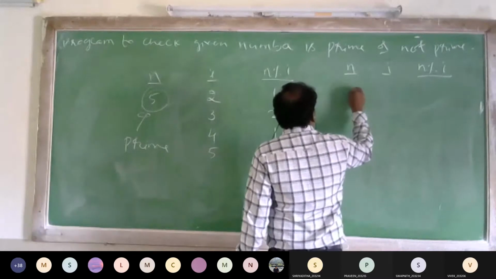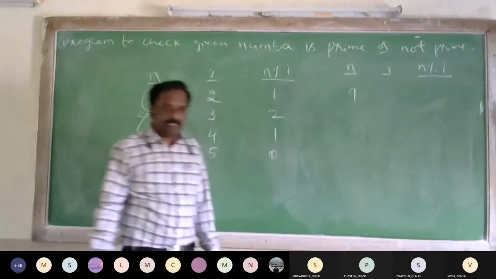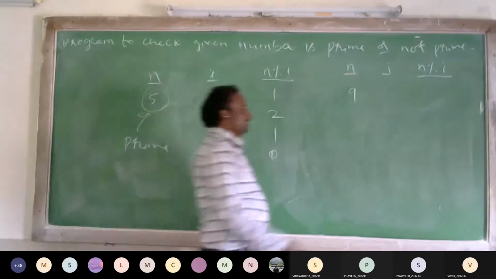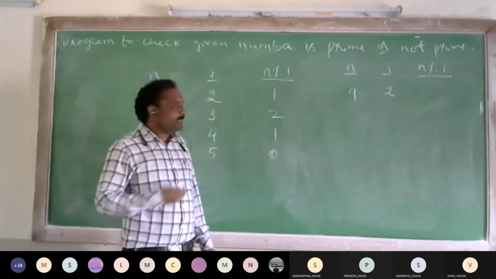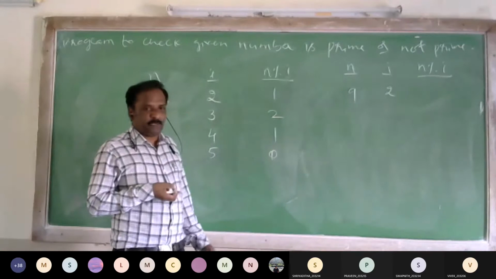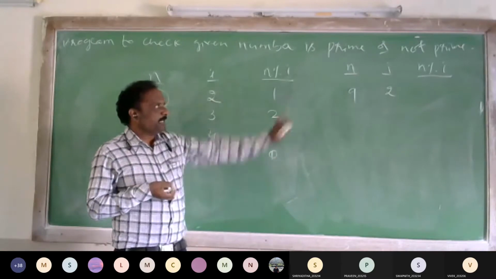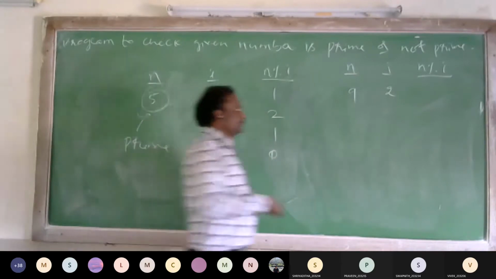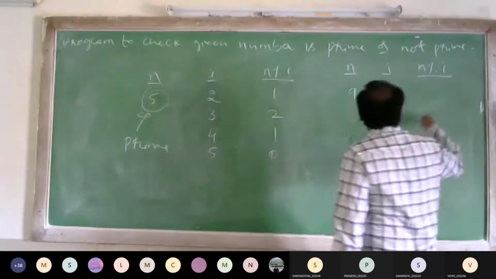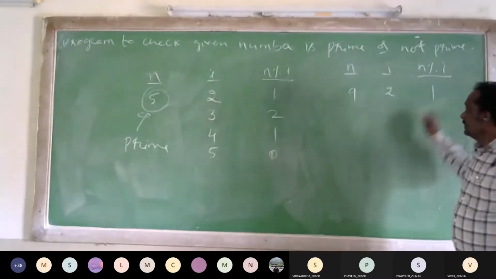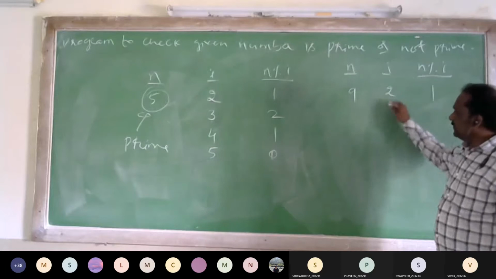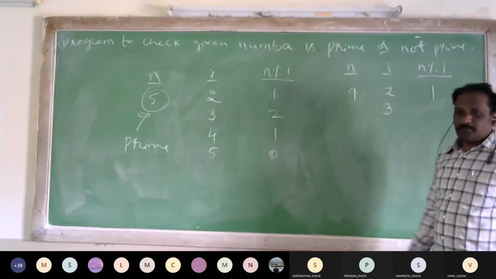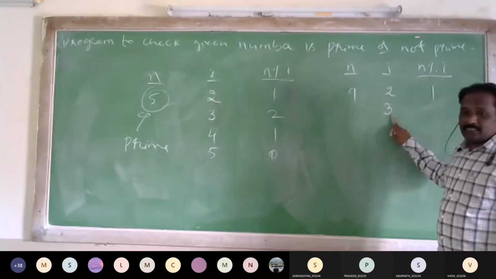Now 9. So I have to start division by 2. A number is called a prime number if it is divisible by 1 and itself. So I am starting with 2. What is 9 modulus 2? Remainder is 1. That means 9 is not divisible by 2. Then again I will increase the number i by 1. 2 plus 1 is 3.